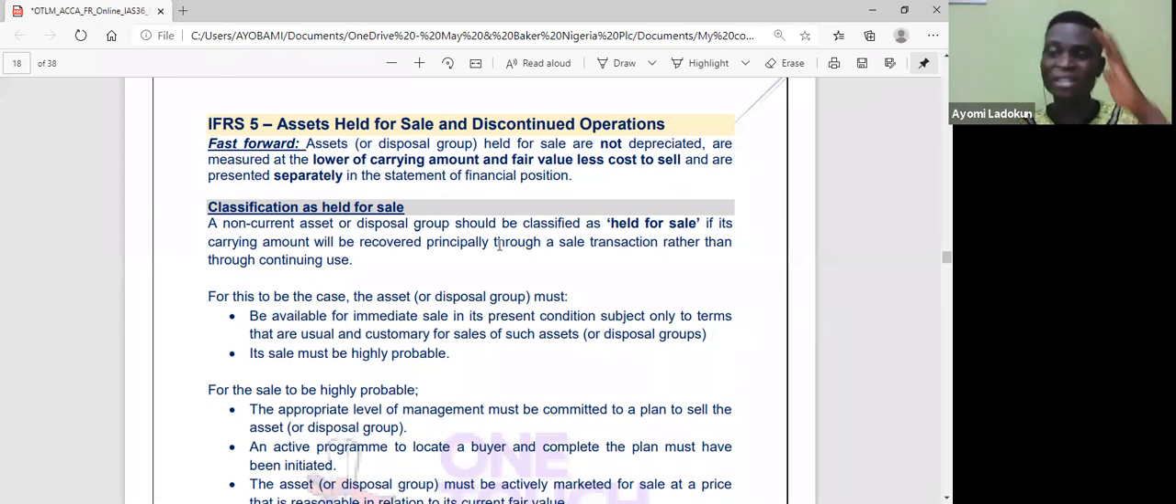So effectively, you have 7 conditions that need to be met before an asset can be classified as held for sale. Listen up, 7. If you meet 6 of them, you cannot classify it as held for sale. Remember, all those conditions must be met at the reporting date. So for example, if I'm preparing my accounts for December 31, 2020, all the conditions must be met. If you meet that condition on January 1st or January 2nd the following year, you cannot classify it as held for sale.